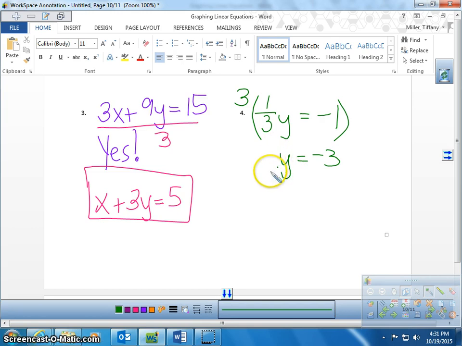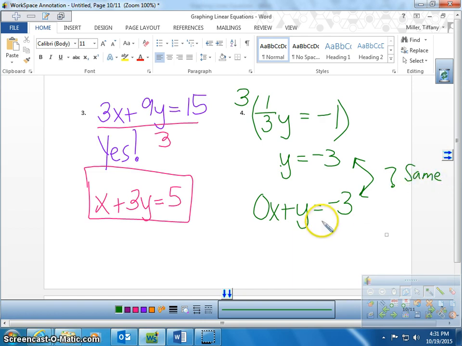Is that a linear equation? Again, we only have a y. Where is my x? Well, let's talk about it. What if I had 0x plus y is equal to -3? Are those the same? Yes, they are the same. Therefore, I do have my x over here and my y. Therefore, they are the same equation. So therefore, this is a linear equation.